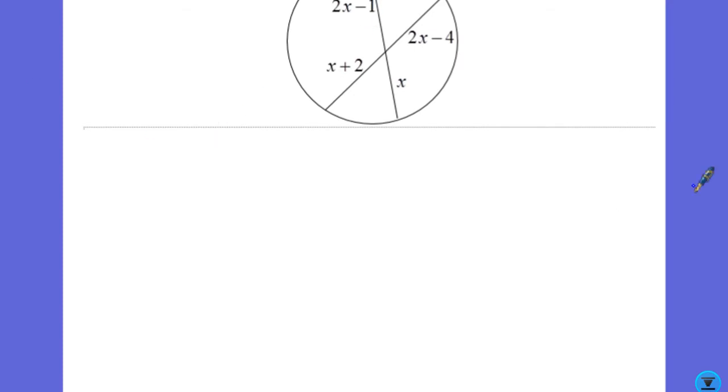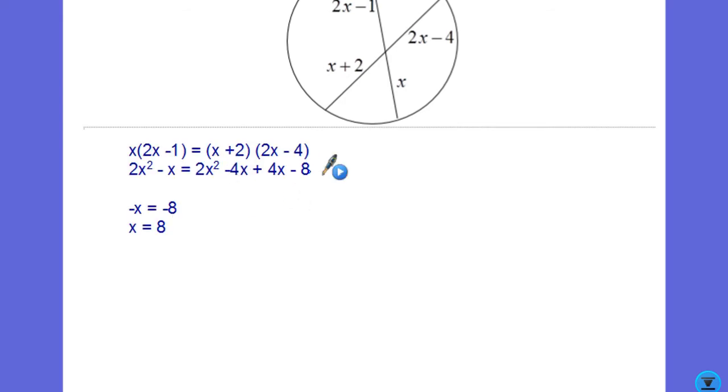So here's an example. You can try this out on your own, and see how you do with it. Again, feel free to pause the video and see how you did. You should get an answer of X is equal to 8. Here's what the work for that looks like in case you are curious.